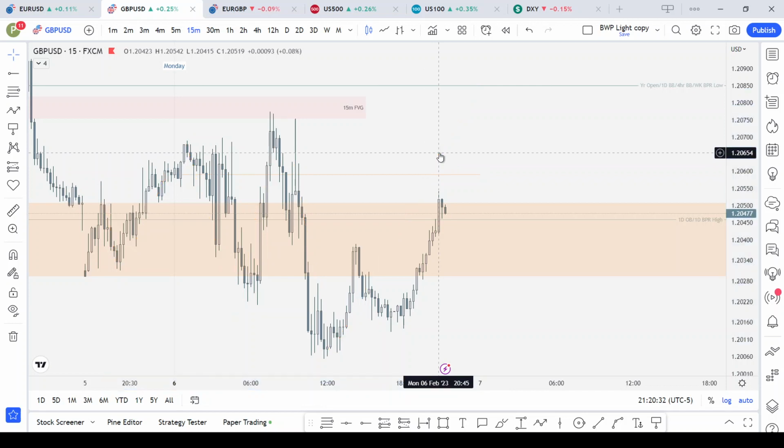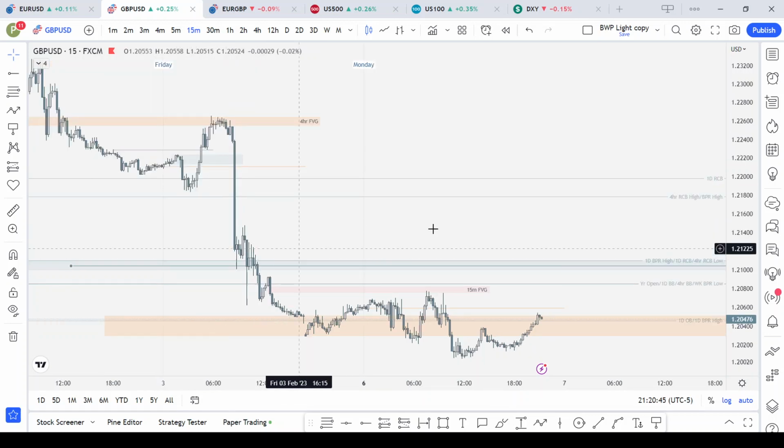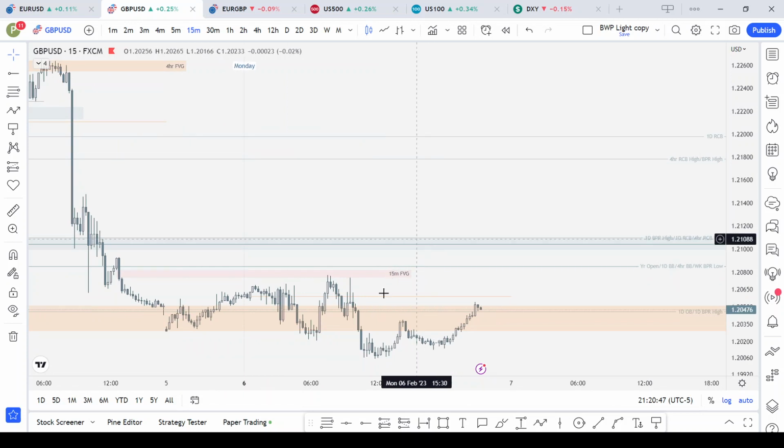What I'll be wrong is if we get a daily close or maybe 4 hour close above this imbalance. We have liquidity here as well. Well, let's see what happens. Where is the weekly BPR? This is a low. This is a low. This is a high of the weekly BPR that I marked out.